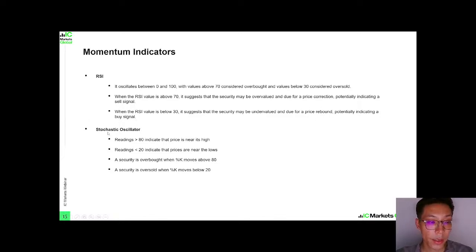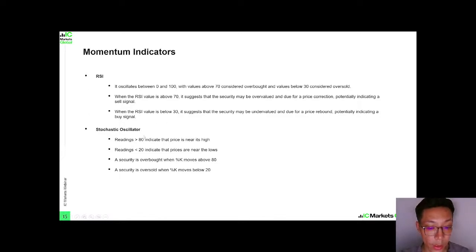The next thing is the stochastic oscillator. I find that the stochastic oscillator works very well for stocks, but may not work as well for forex, etc. So just be careful of that. RSI is still okay. RSI works well with gold, works well with euro dollar, pound dollar.